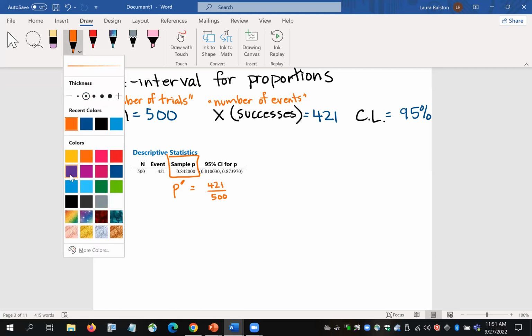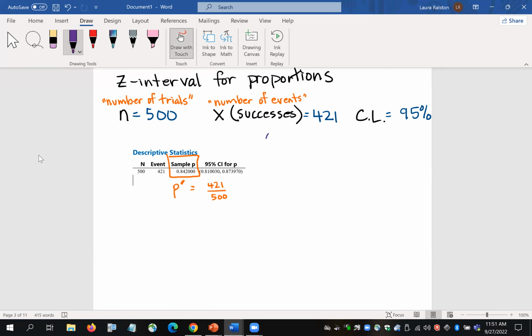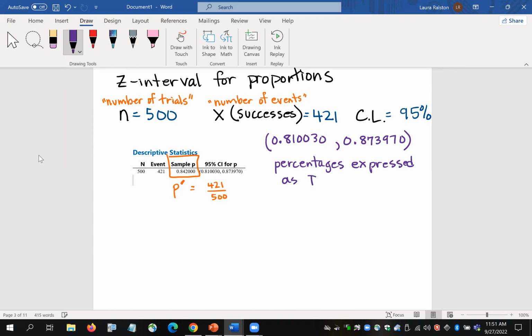So we need those numbers. I have 0.810030. That's your lower bound. The first number is the lower bound. And my second number is 0.873970. These are percentages expressed as decimals.